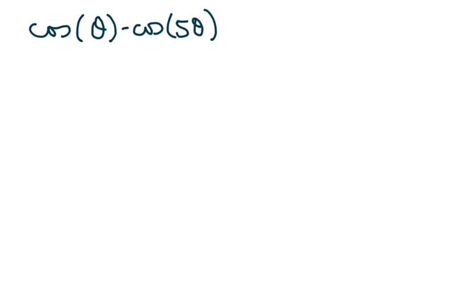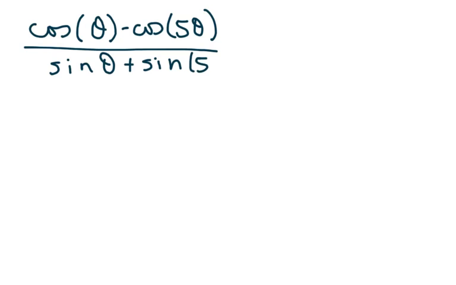And we're going to do one more. And this is very similar. Cosine of theta minus cosine of 5 theta over sine of theta plus sine of 5 theta. And we want this to equal tan of 2 theta.